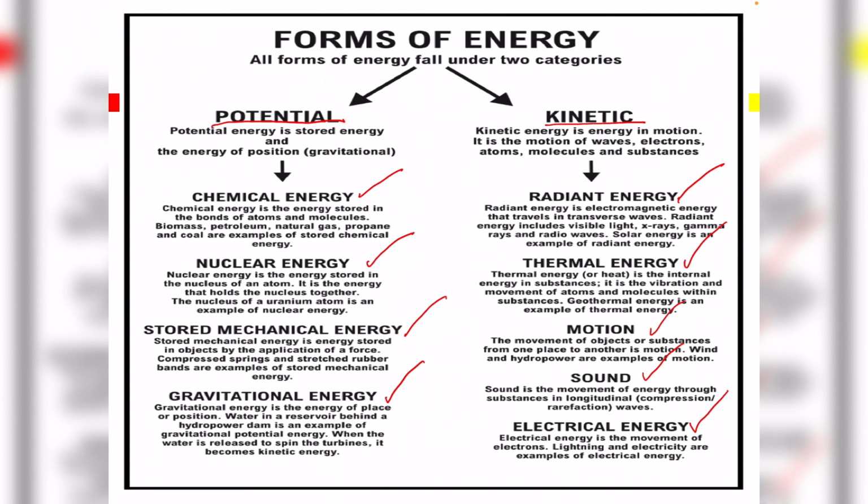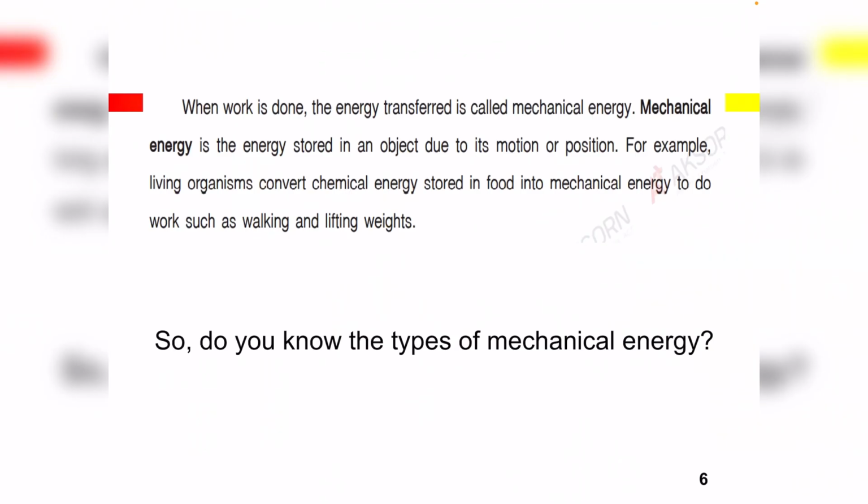Now kinetic energy here is energy in motion. It is the motion of waves, electrons, atoms, molecules, and substances. Whereas when we say potential, it's a stored energy and the energy of position. Clear? So when work is done, the energy transferred is called mechanical energy. Mechanical energy is the energy stored in an object due to its motion or position.